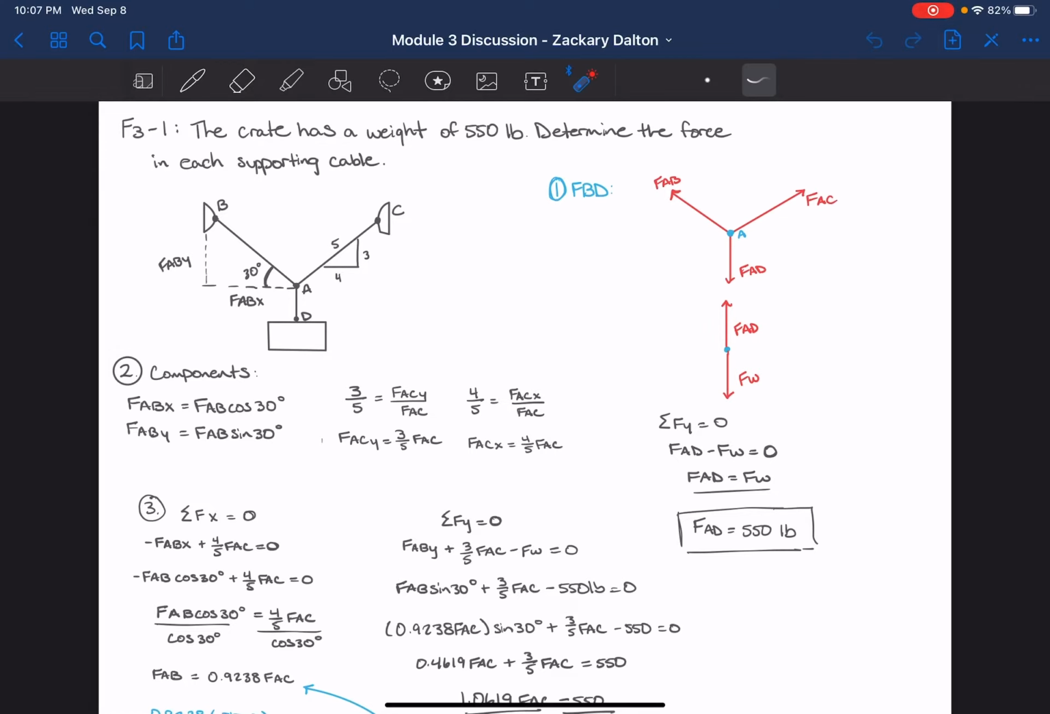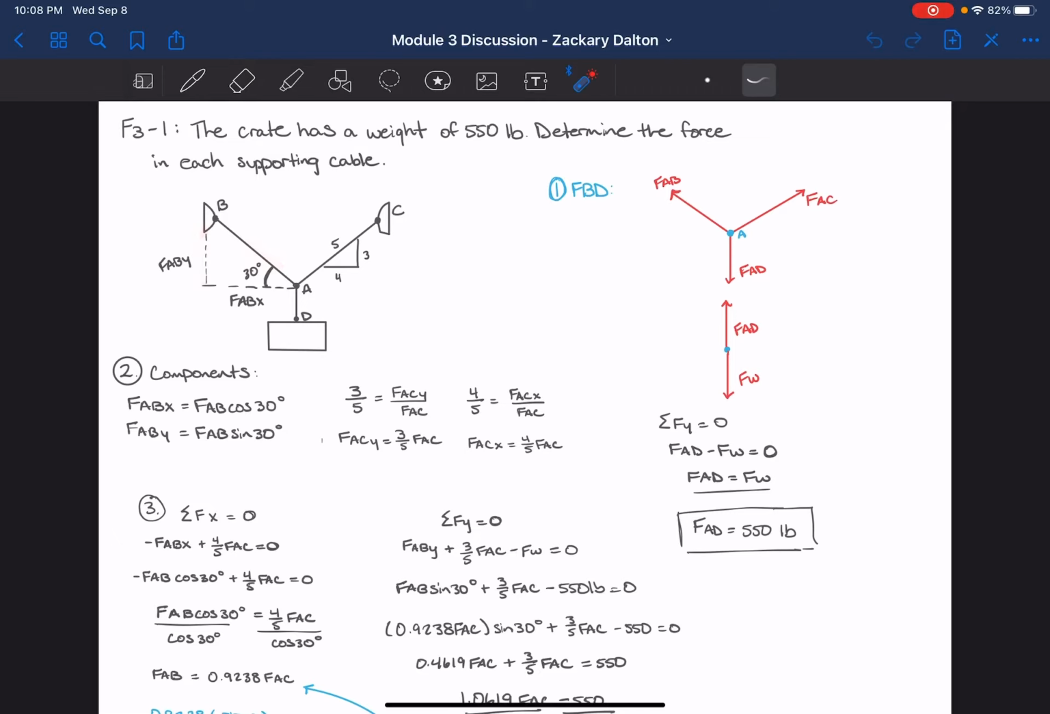But we're worried about also the other supporting cables. So for step 2, we need to find the components in both the X and Y directions of the other supporting cables. So we will start by looking at the one with the angle. Everyone knows that this is just trigonometry here. We can find that FAB in the X direction is FAB cosine 30 degrees, since it's adjacent over hypotenuse. And so for the Y direction, it's just going to be equal to FAB sine 30, since it's opposite over hypotenuse.